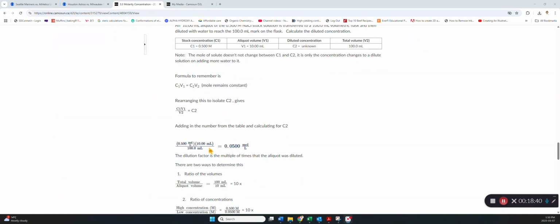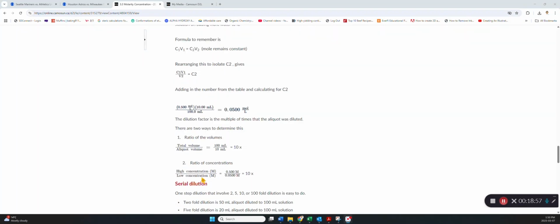So mils and mils cancel. We get 0.0500 moles per liter. The dilution factor, and this can be determined two ways. How much we diluted the stock concentration by. That's what we want to know.